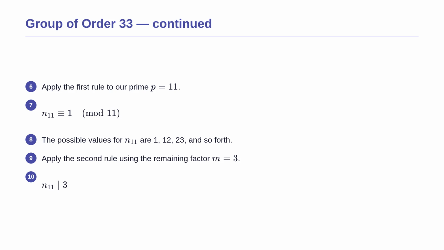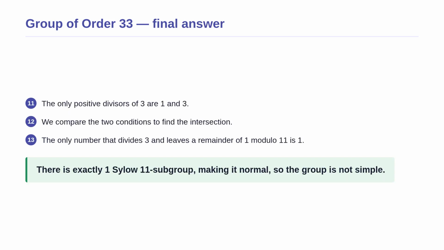Next, we apply the second rule. The number N11 must also evenly divide the remaining factor of the group size. Since we factored 33 into 3 times 11, our remaining factor is 3. Therefore, N11 must be a divisor of 3. Now we bring it all together for our final result. The only positive divisors of 3 are 1 and 3. We now have our second set of constraints and are ready to find the intersection of the two rules.